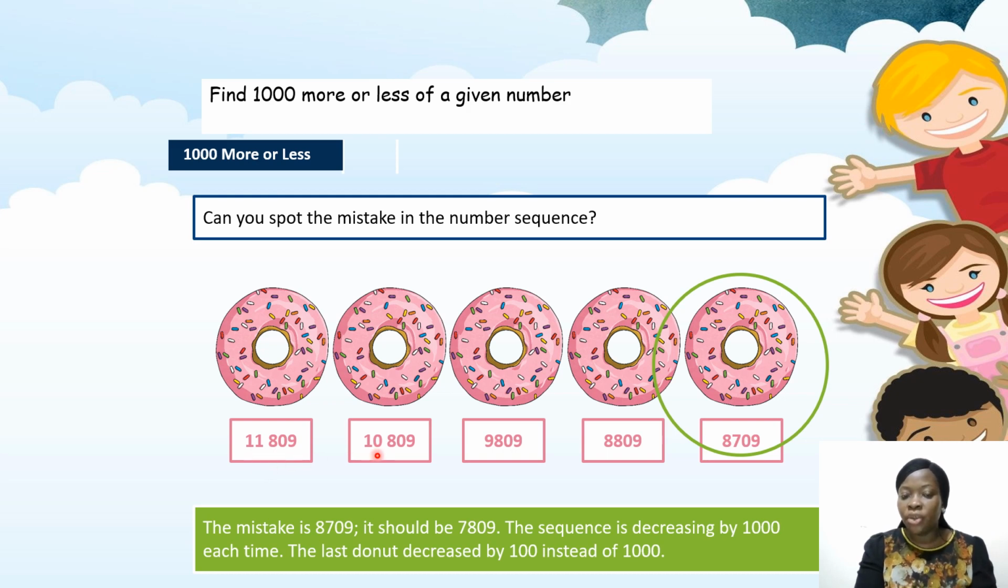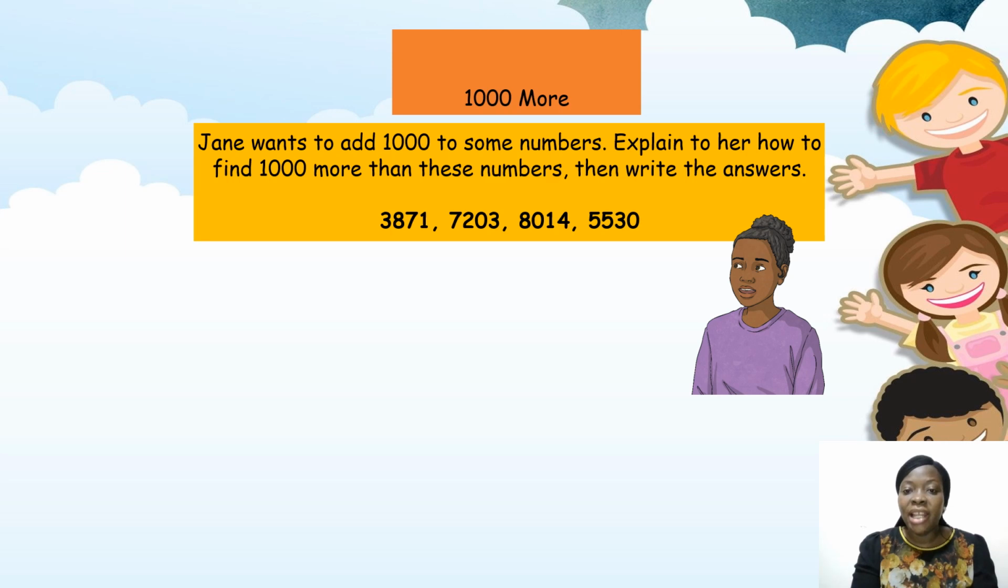11,000 changed to 10,000, 10,000 changed to 9,000, 9,000 changed to 8,000. So the number here should have been 7,709 and not 8,709. Hope you got that correctly. Well done. Now let's look at 1,000 more of a number.